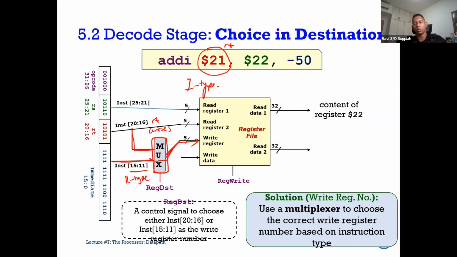So I need to be able to make a decision, and that decision is using this control signal called register destination. So am I going to select the RT bits, which is 20 to 16, or am I going to select the RD bits, which is the 15 to 11? That is where the multiplexer comes in. It allows us to have a slight variation in the design to now support both R-type and I-type at the same time.